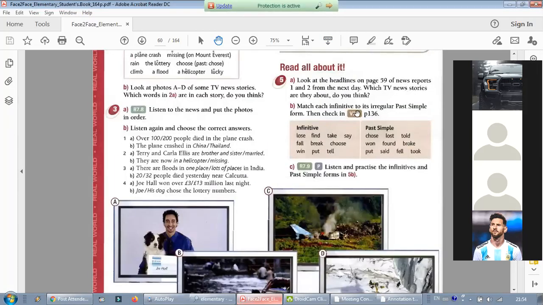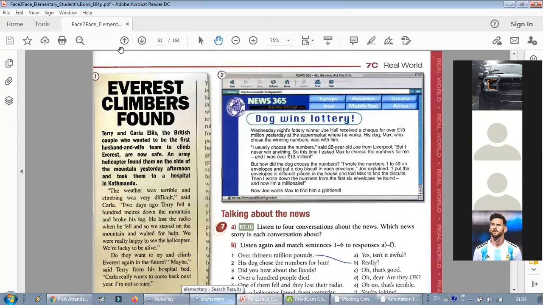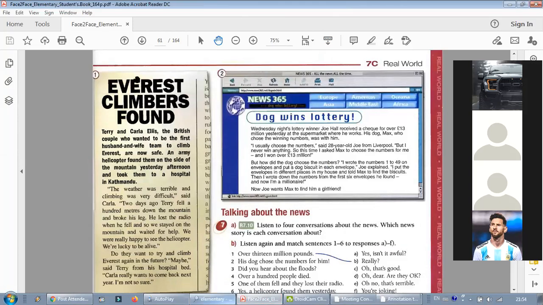Which TV news stories are they about, do you think? Okay, so the first headline, what is it about, this one? Climbing. Yeah, did they find the climbers? Yes. Yes, the climbers are found. So they found them. Is this good news or bad news? Good news. Good. Is it bad news? No, good news. It's good news. Unless they're bad people, maybe it's bad news. But usually it's good news. All right.